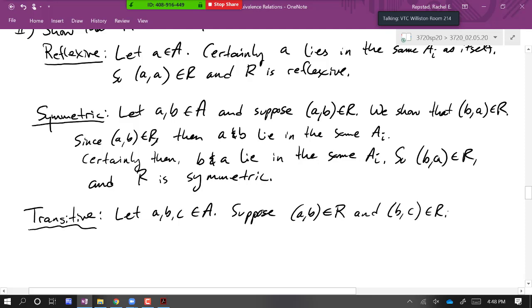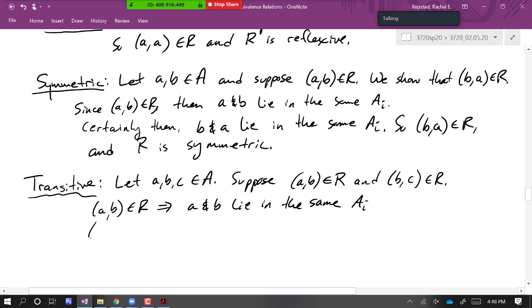We're going to do the same thing. The only thing we have to go on is how this relation is defined. So if A is related to B, that means that A and B lie in the same A sub I. And B and C, since that's in the relation, that means that B and C lie in the same A sub I.